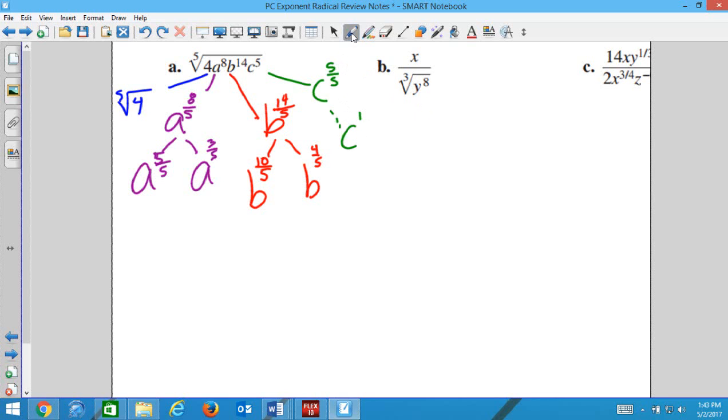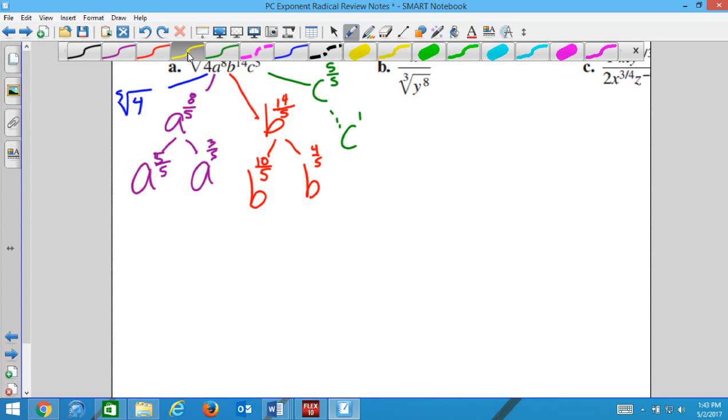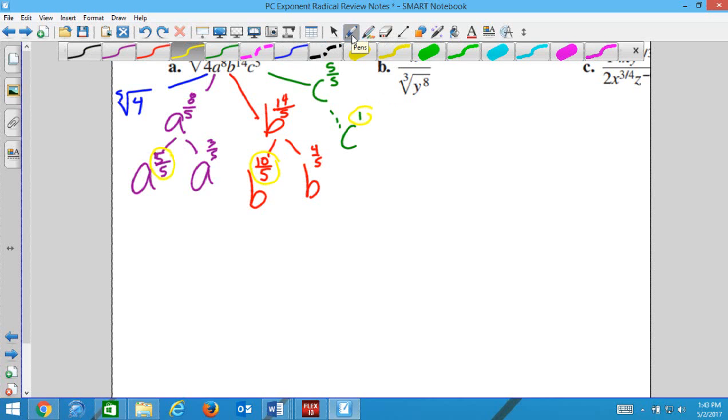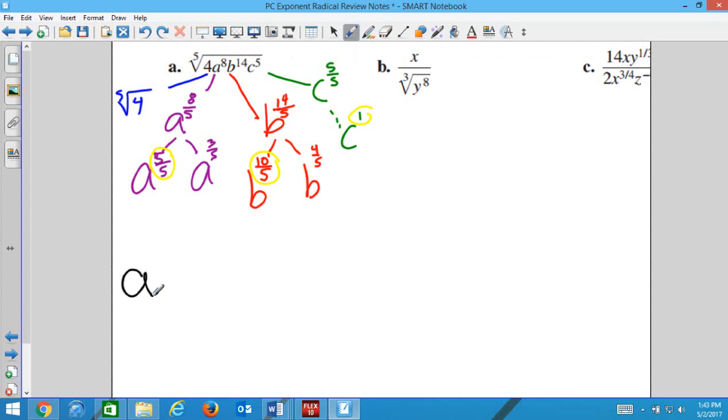So everything that has an exponent that reduces all the way, like this one, and this one, and this one, all of those that reduce evenly, they come out of the radical in our answer. So we'll have a to the 1st, b to the second, and c to the first. Everything that did not reduce is left over under the radical. We'll have the fifth root of 4, a to the third, and b to the fourth left under the radical when we're done. So you're pulling out powers of 5.